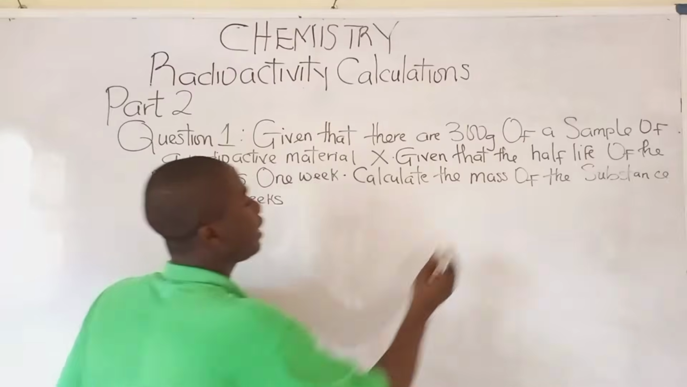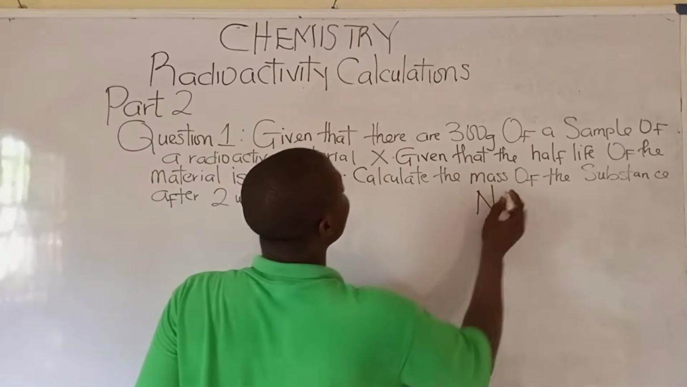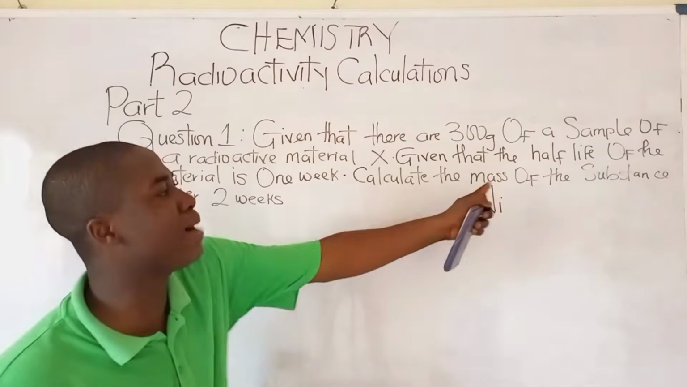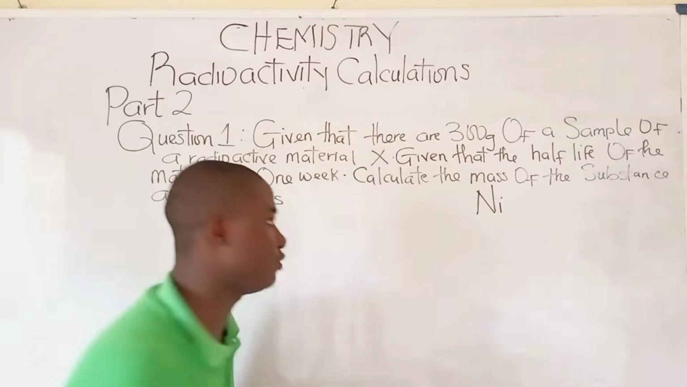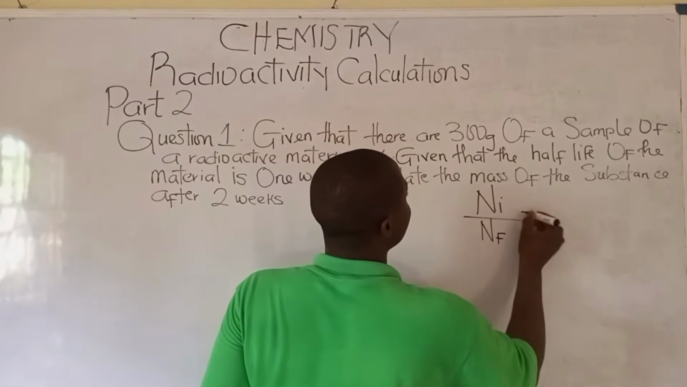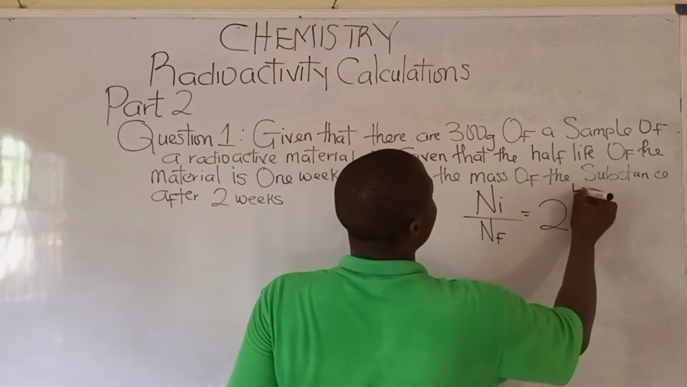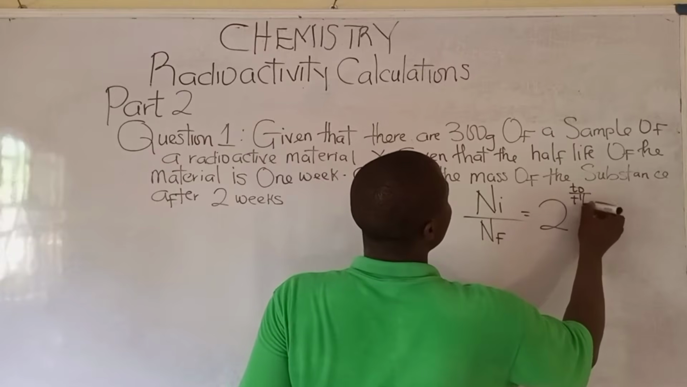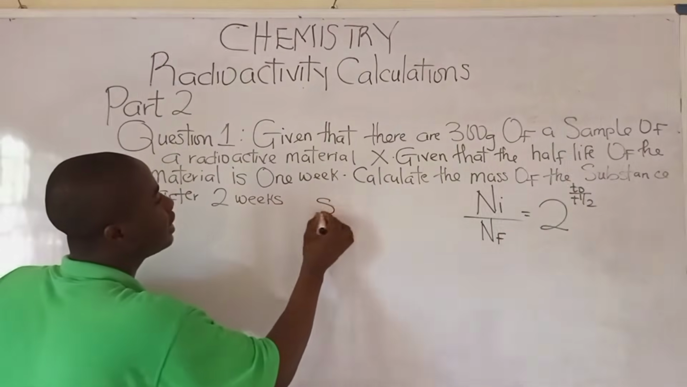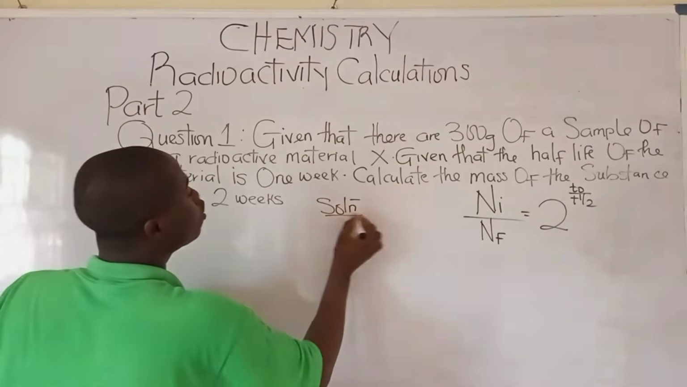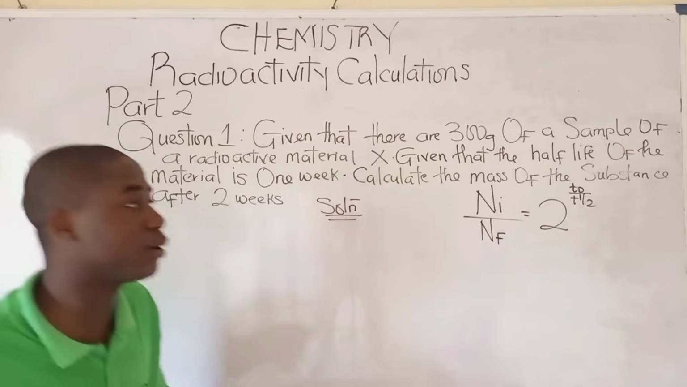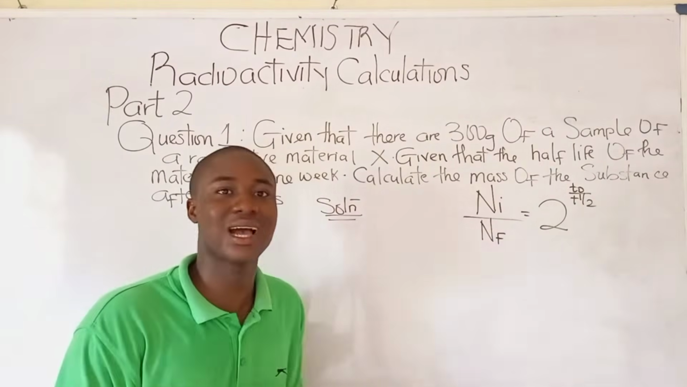Now let's quickly move over to the first question under this aspect. Recall the formula I gave, the formula to solve questions under this aspect. Whenever you are given a question that says calculate the mass under radioactivity, just recall the formula, which is Ni over Nf is equal to 2 raised to the power of T naught over T1 over 2. This formula is very important. Now, let's quickly read out the question. So we try to bring out the parameters and apply those parameters in our formula and get the answer.